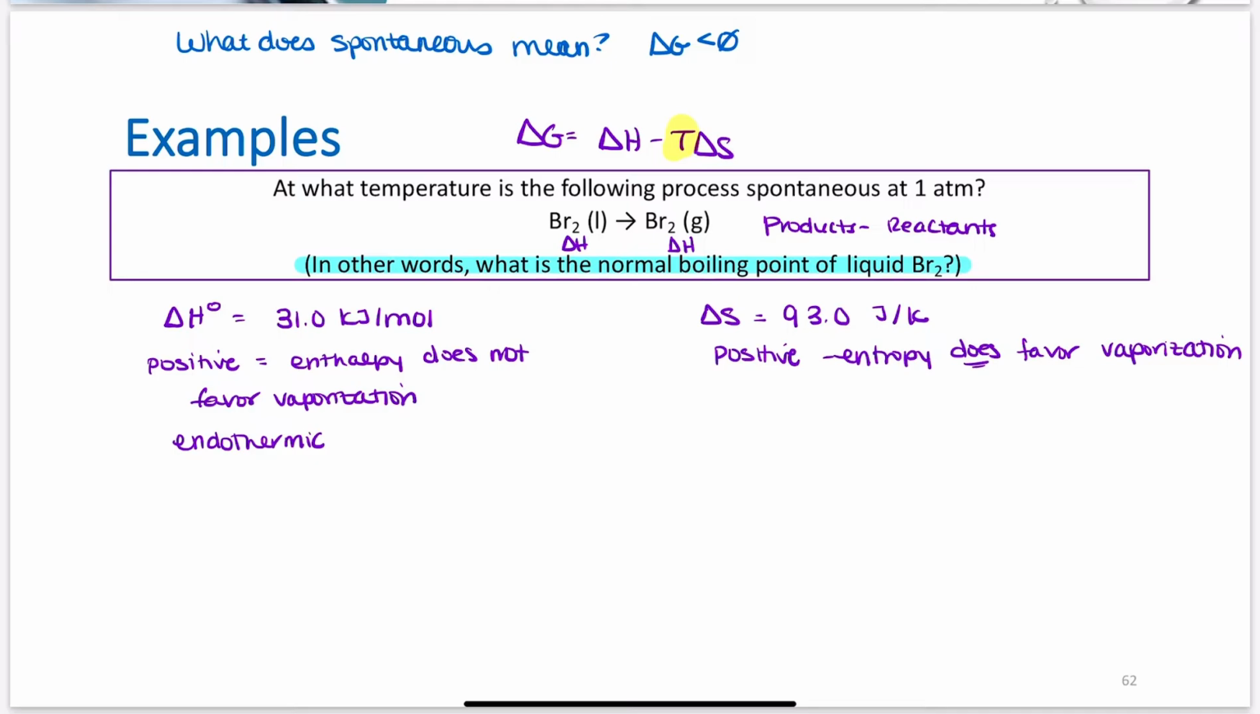Remember, at the boiling point, what's going to happen? Boiling point is an equilibrium. At the boiling point, it is at an equilibrium between the liquid and gas phase. If I tip below that boiling point, it's going to be in the liquid phase. If I tip above the boiling point, it's going to go to the gas phase for the bulk of the molecules. At the boiling point, it is at equilibrium. Delta G is equal to 0 at equilibrium.